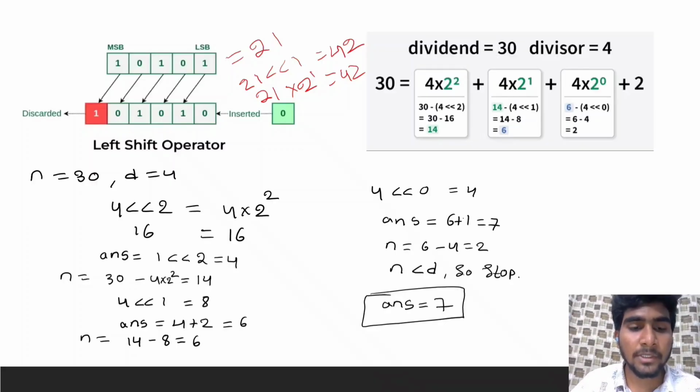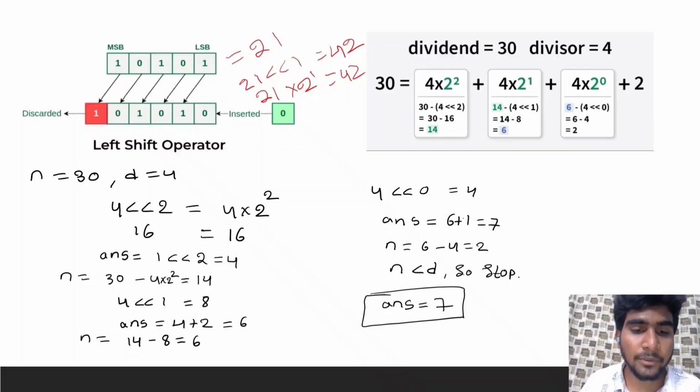So answer is equal to 1 left shift 2, which means we can divide the number 30 with 4 four times. Now we will reduce n from 30 to 14. Now 4 left shift 1 equal to 8. If 4 left shift 2, then the answer will be 16.